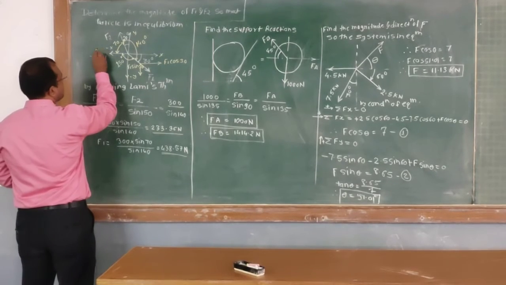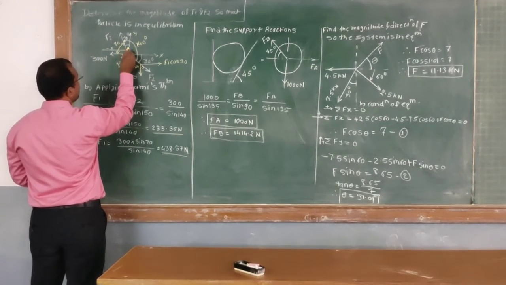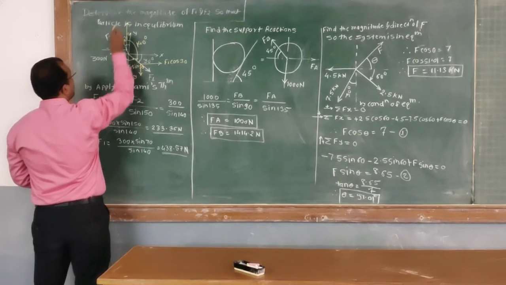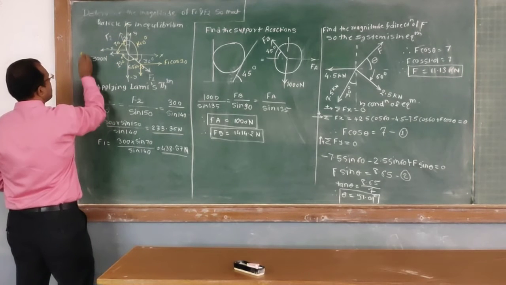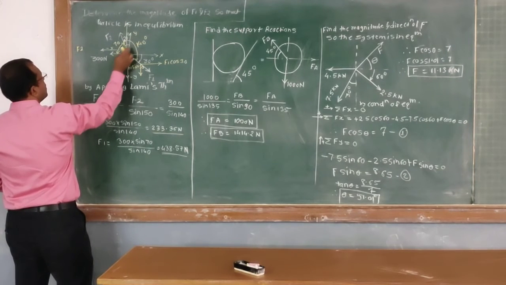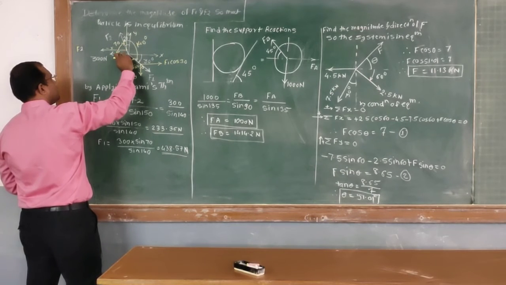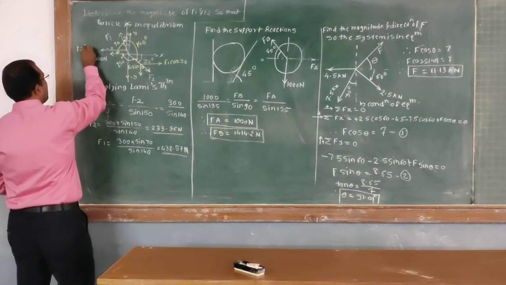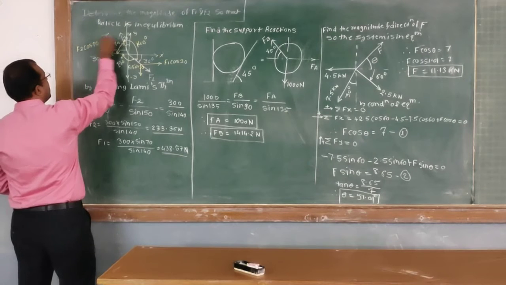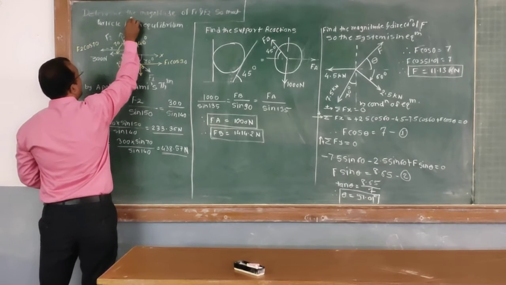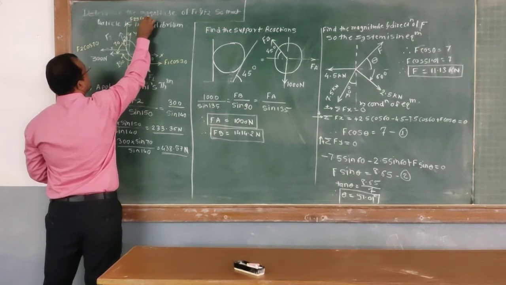Similarly, we can resolve this force also in the x direction and in the y direction. So this force becomes F2. This angle is given with respect to vertical, so we have to find the angle with respect to horizontal, that is 70 degrees. So the components are F2 cos 70 and F2 sin 70.